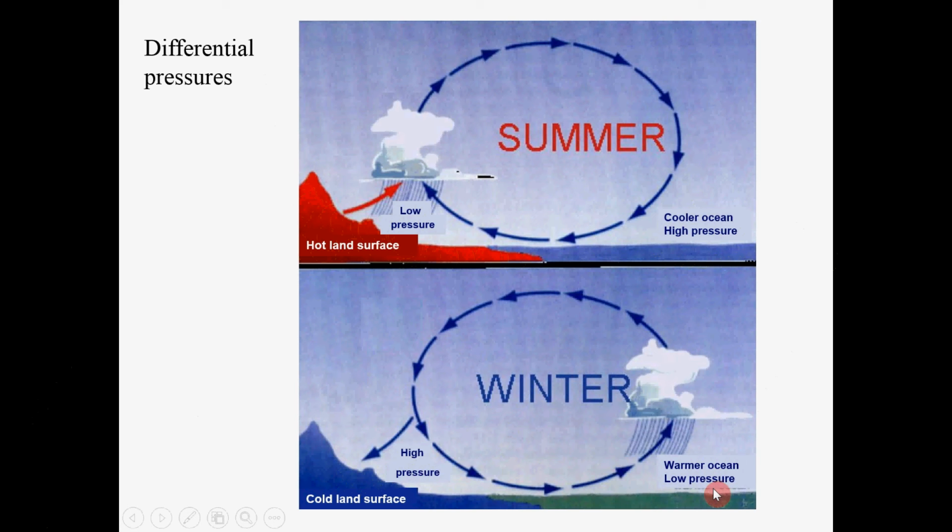On ocean, it is opposite because in the winter, the ocean temperature is warmer, the air is warmer too, so the density is lighter, so the air will go up and form a low pressure system. So in the winter, the land has a higher pressure system and ocean has a lower pressure system.